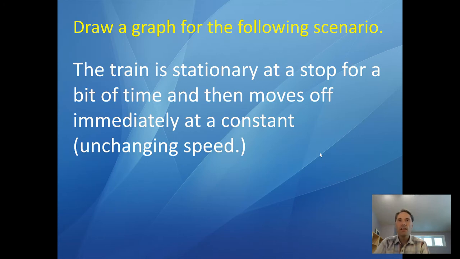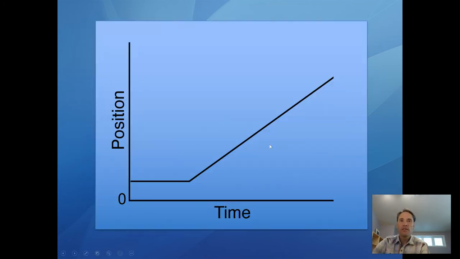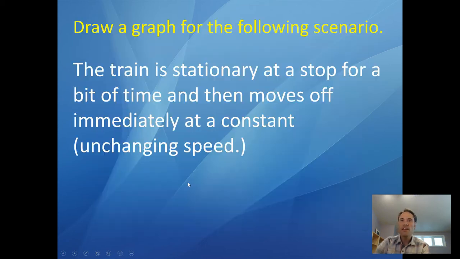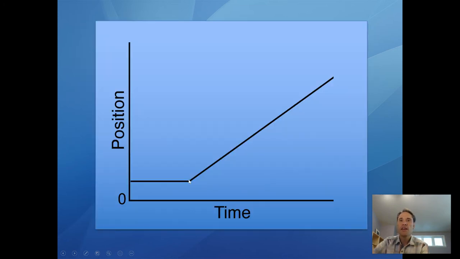Well, if it is not moving for a bit of time, we would draw it something like this. Now, it could be down here, it could be up here, but nonetheless, it's not moving in its position. Its position is remaining the same over time. And then it said here that it moves off immediately at a constant, unchanging speed, which means that here it's going forward in this case, and it is moving forward at a constant, unchanging speed. So this is a potential graph of what that scenario could look like. Let's look at another scenario and see if you can put it up there as well.